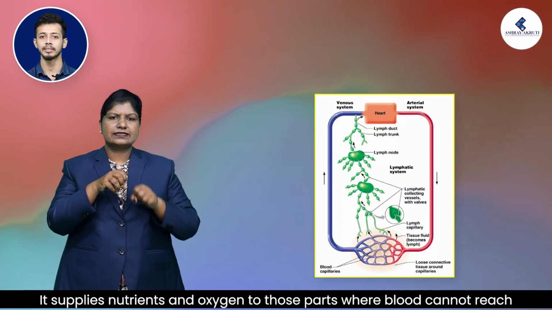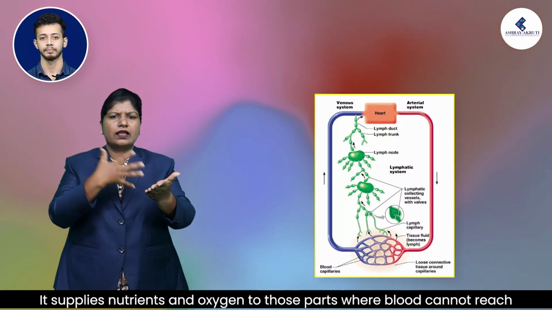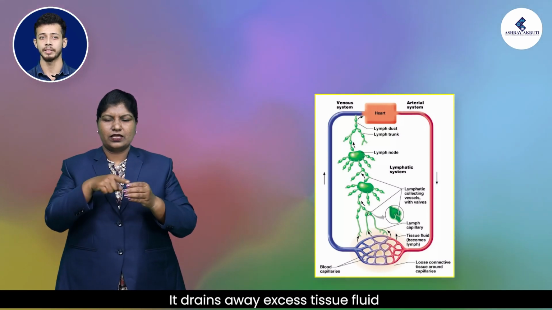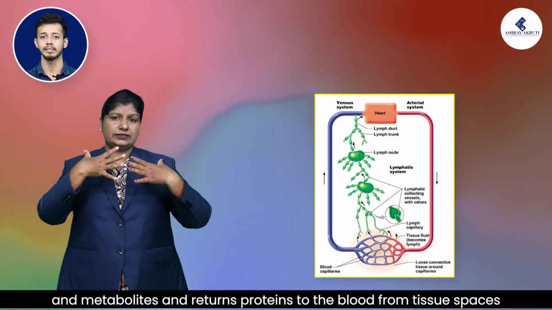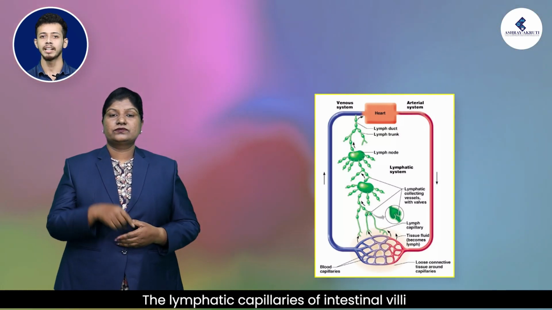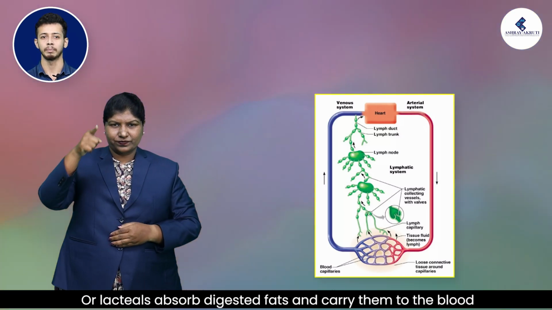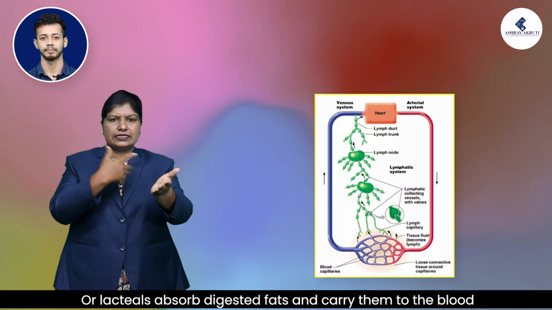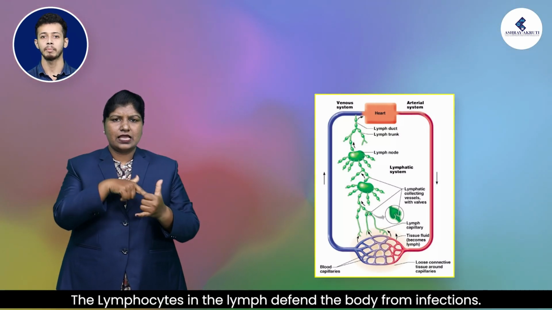Functions of lymph. It supplies nutrients and oxygen to those parts where blood cannot reach. It drains away excess tissue fluid and metabolites and returns proteins to the blood from tissue spaces. The lymphatic capillaries of intestinal villi, or lacteals, absorb digested fats and carry them to the blood. The lymphocytes in the lymph defend the body from infections.